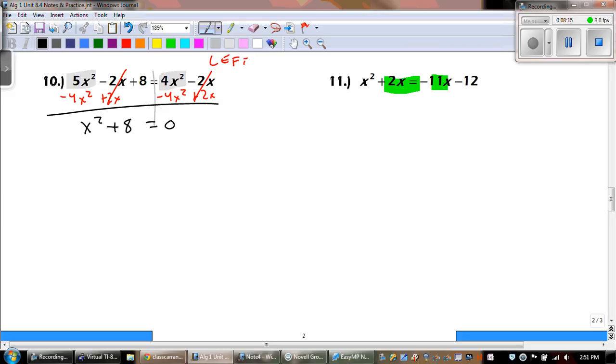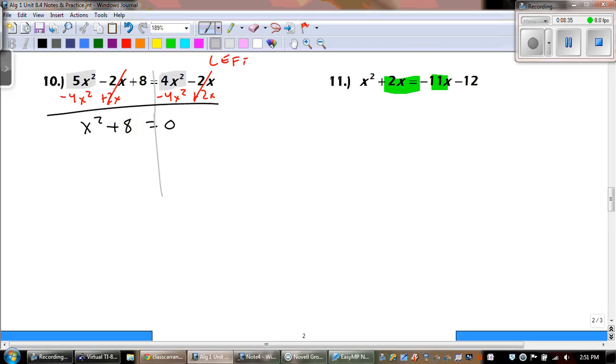Well, wait a second. There's no linear term now. They canceled out. That's great. But let's check. Can I factor this first? It's a quadratic binomial. Maybe I can do difference of 2 squares. Oh, I can't do difference of 2 squares because that's subtraction.